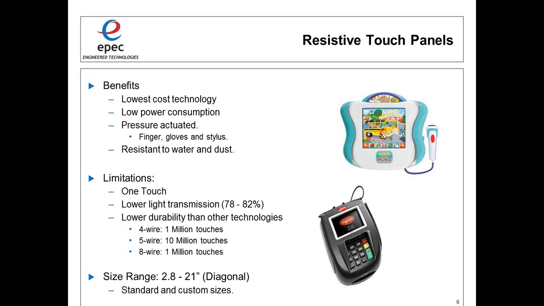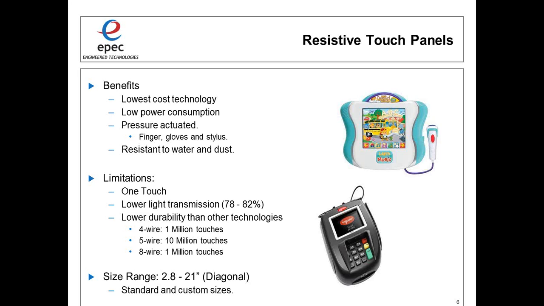They have relatively low light transmission, on average about 80%. So if really crisp, clear graphics are important, a resistive touch panel probably is not the technology you want to use. And low durability, because resistive touch panels are using ITO film as a conductive material. And ITO film is relatively brittle. Repeated flexing and pushing is going to actually create little tiny cracks. And that's one of the things that degrades the touch panel's ability to operate.